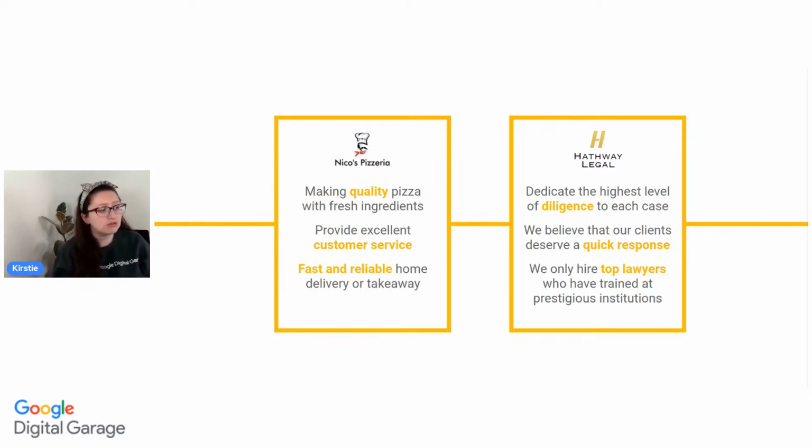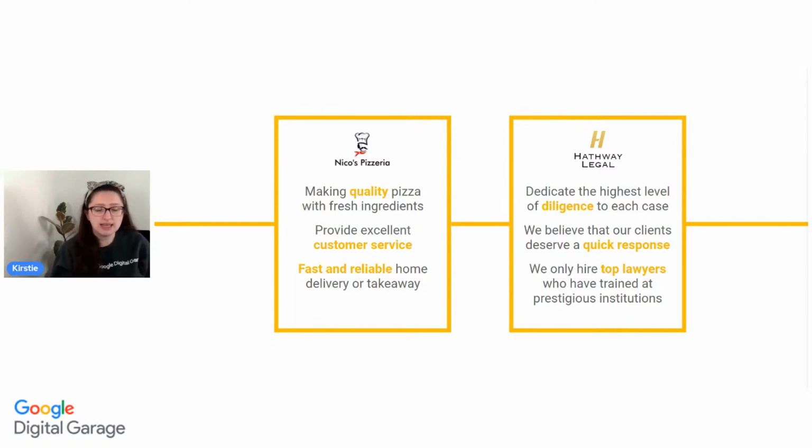So let's start with the pizzeria. When it comes to their brand values and the things that they stand for, they care about making quality pizza. So that word quality, it's all about quality with fresh ingredients. Providing excellent customer service is really important to them. And being fast and reliable home delivery or takeaway. Again, three really important things that this pizzeria really cares about.